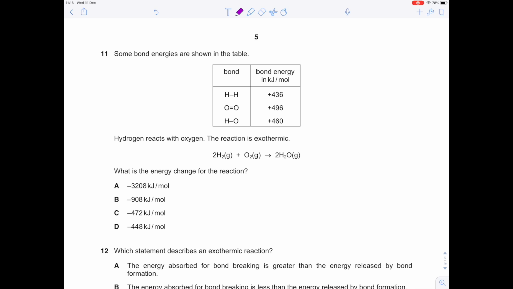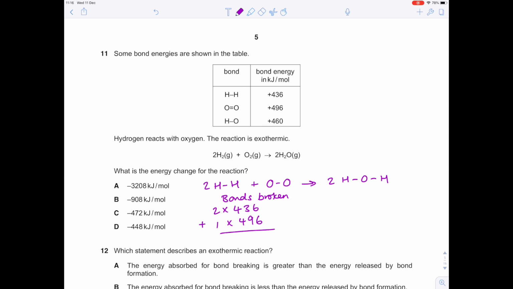11. Some bond energies are shown in the table. Hydrogen reacts with oxygen. The reaction is exothermic. What is the energy change for the reaction? Okay, I find it easiest to draw out the various bonds so I can actually see them. And then I write bonds broken, which is 2 lots of hydrogen. So from the table I can see that that's 436 plus 1 lot of oxygen, so that's 496. We add those together to get 1368.